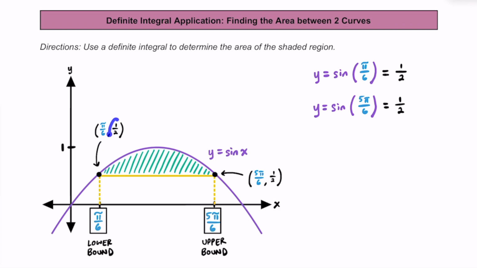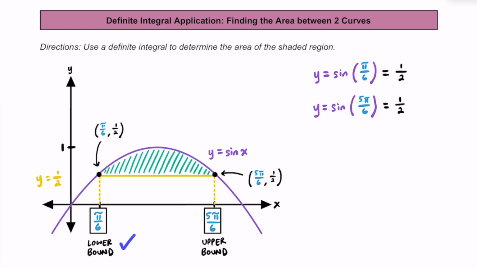At this point, we can see that the y values at both of these points are the same. They're both equal to 1/2. So this yellow line over here must be a horizontal line of y is equal to 1/2. This is what the equation of that second curve is going to be, that horizontal line of y is equal to 1/2.